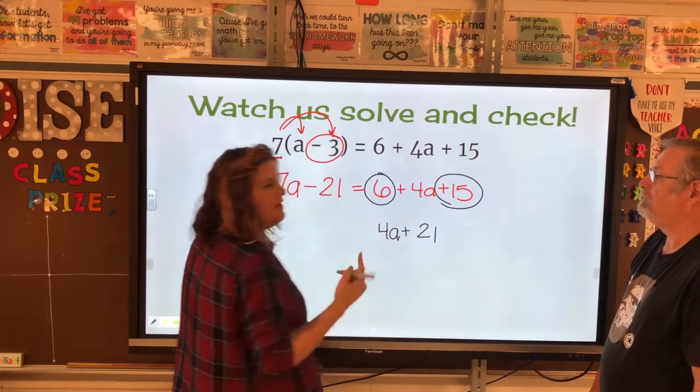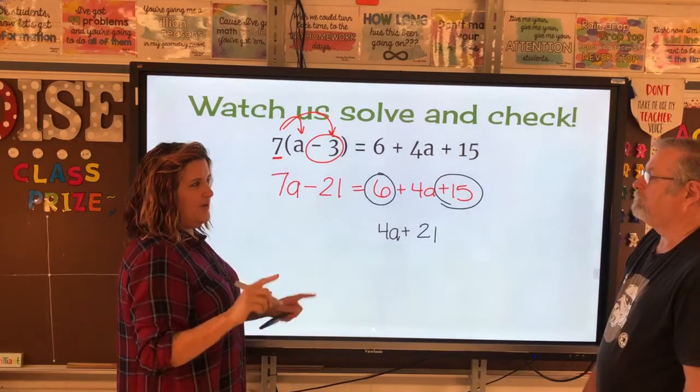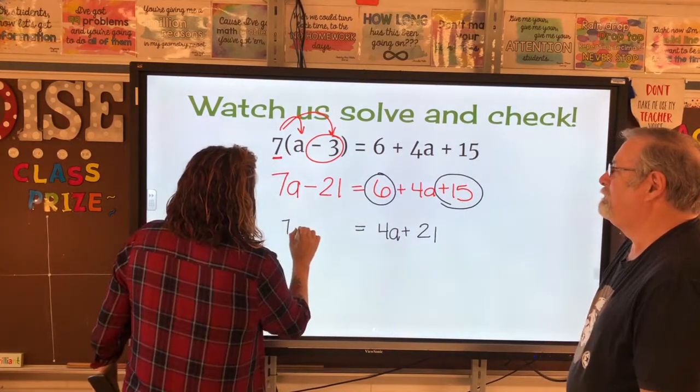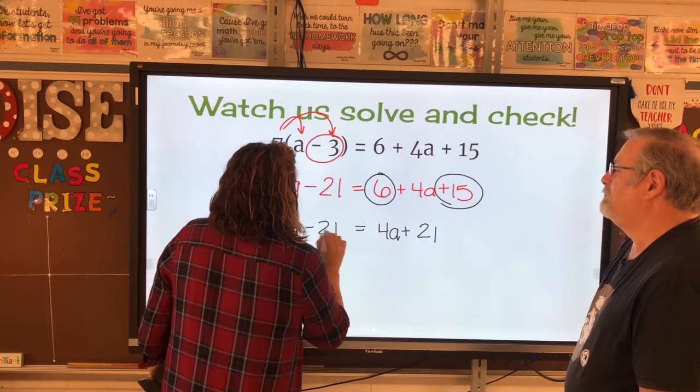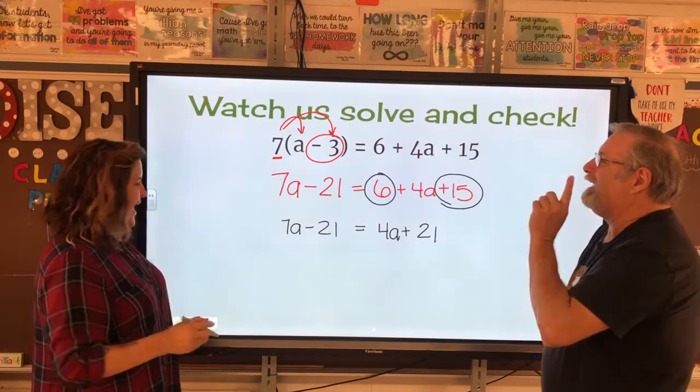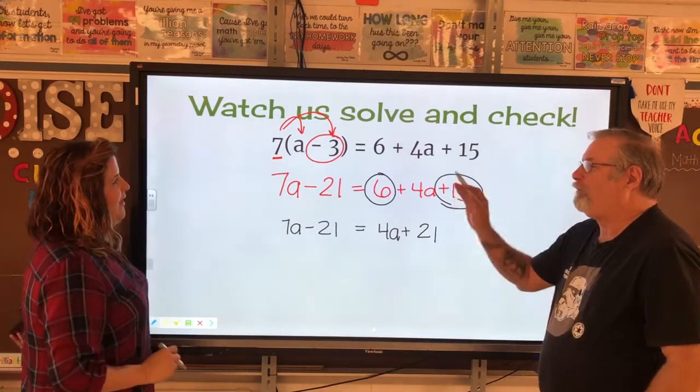It could be 21 plus 4a or 4a plus 21. It's called the commutative property of addition. And I'm going to bring down that 7a minus 21. Wait, I have variables on both sides. I was going to say that you have variables on both sides in more than one of these problems.